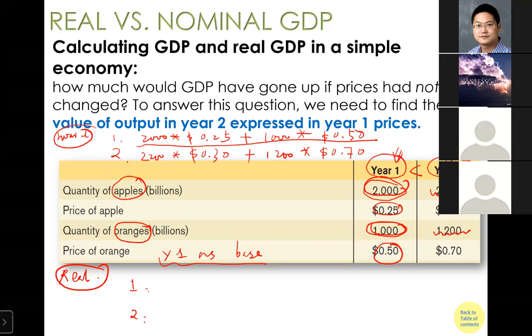Let me just repeat what we just did. 2,000 is your quantity times the price of the base year, because we use year one as the base year. So that must be 25 cents, plus 1,000 times 50 cents. Now we go to year two. Quantity is 2,200 and 1,200. For the price, now we use the same price.